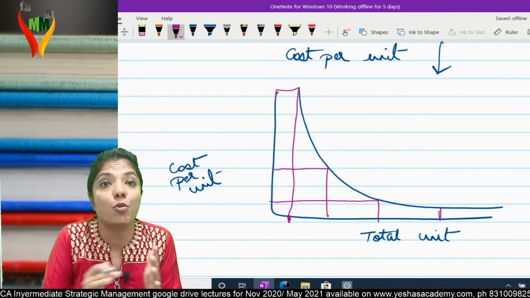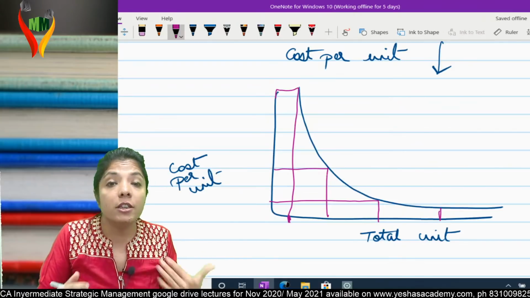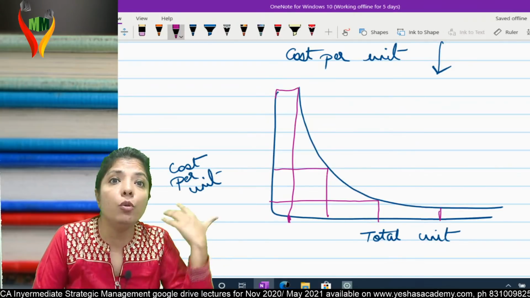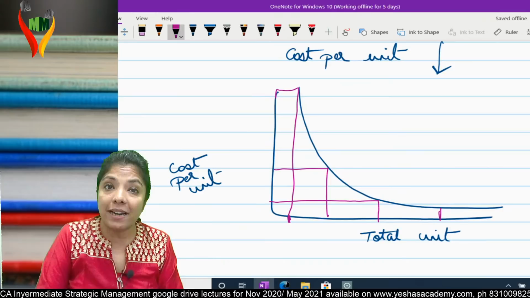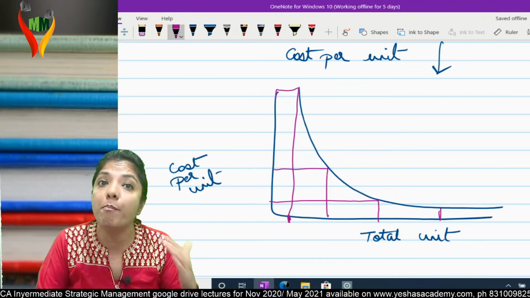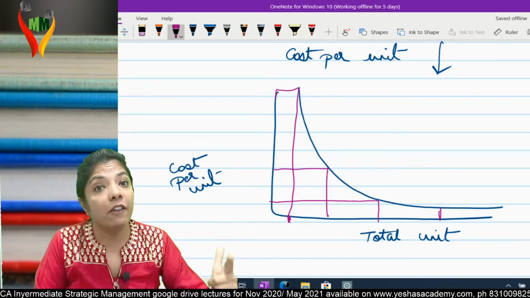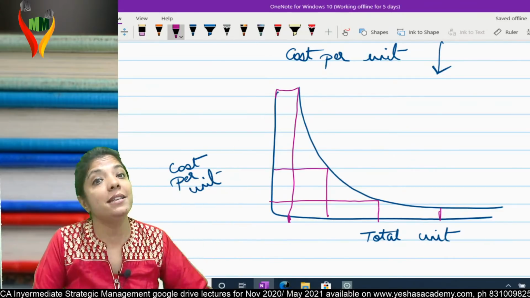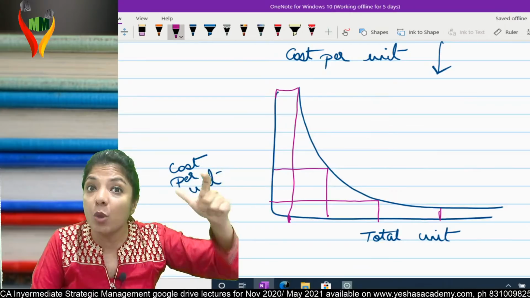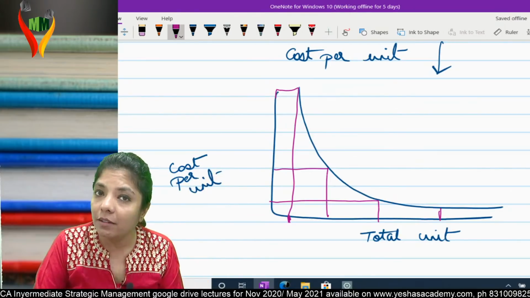For example, like driving, teaching. This is based on experience. The more you keep on driving, the more you practice driving, the more perfect you become. Experience increases, efficiency increases, waste decreases, and the time you take is less. Am I clear?